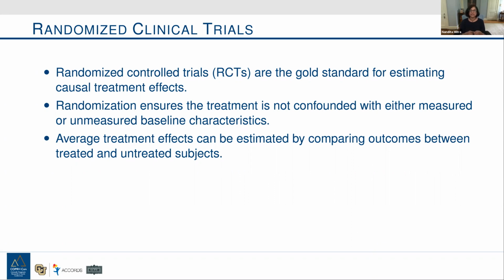And this is because the randomization makes sure that the treatment is not confounded with either measured or unmeasured characteristics at baseline. And so the average treatment effect can be estimated by just merely comparing the outcomes between those who are treated and those who aren't. So we can easily get the ATE when you have randomization.